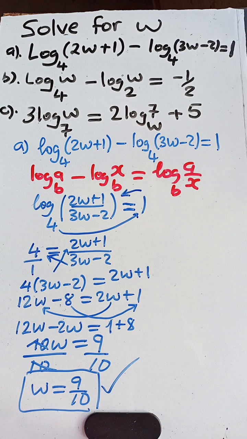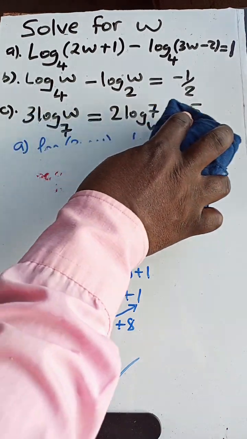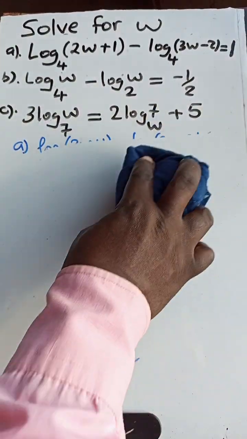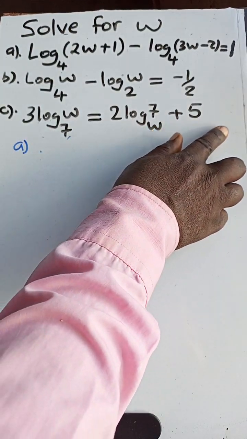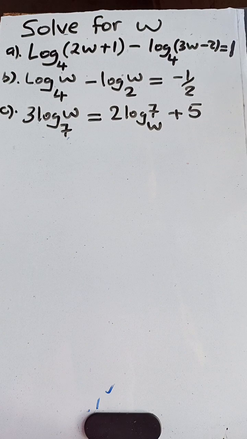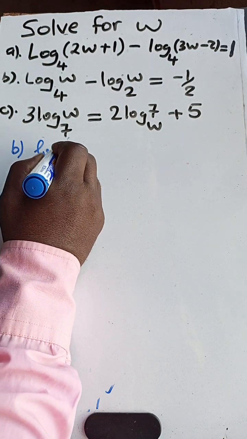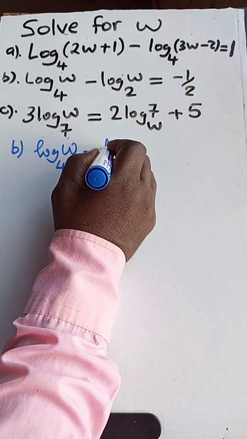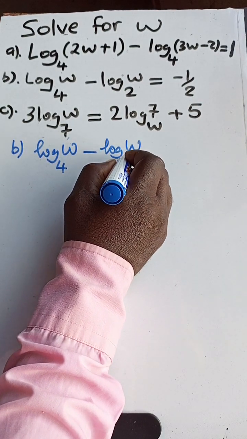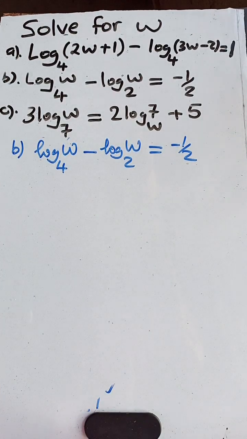Let's look at the second exercise. We have log w base 4 minus log w base 2 is equal to negative half.